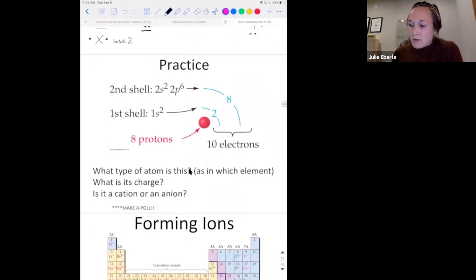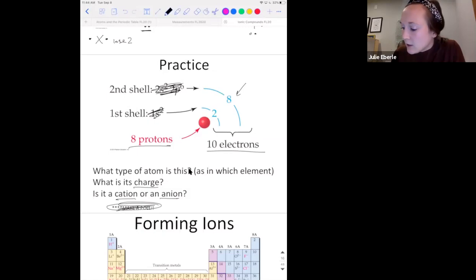Here's another practice problem. Okay, again, ignore this stuff right here. We have some element represented. Here's the nucleus, 8 protons, and what we see is that this particular atom has 10 electrons. It's got a full set of 8. It's undergone some sort of reaction to get enough electrons to have 8 in its outer shell. What type of atom is this? Which element? What's its overall charge? Is it a cation or an anion? I meant to make this a poll question, but I didn't get to it.